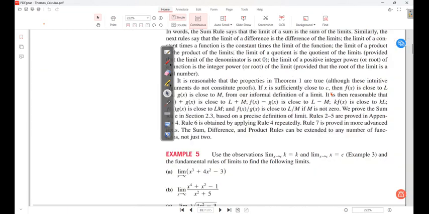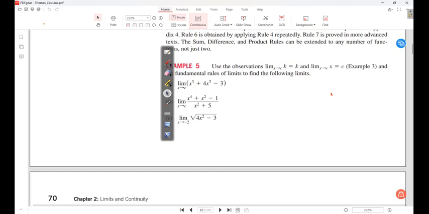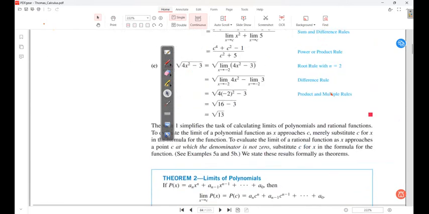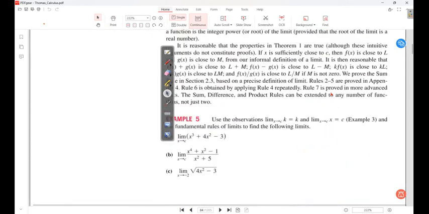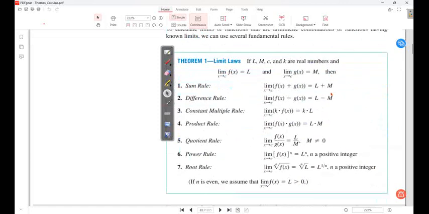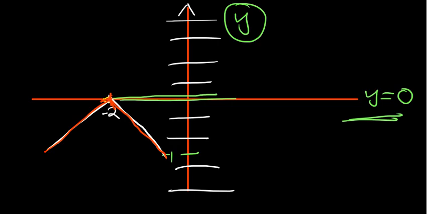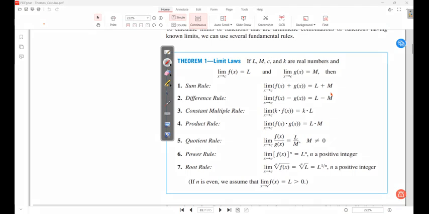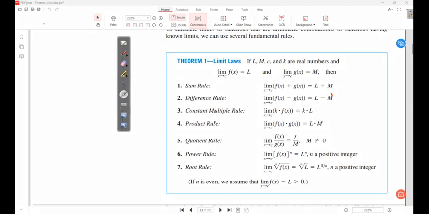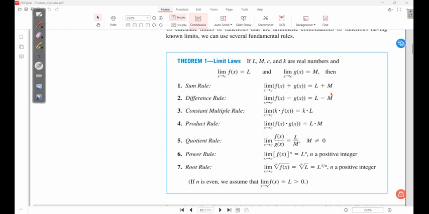I think it's right here. So it should be somewhere, yeah, there. Are we able to see? Yes.